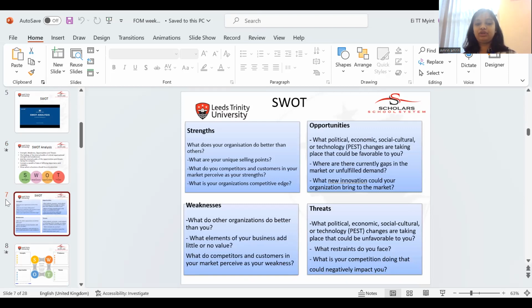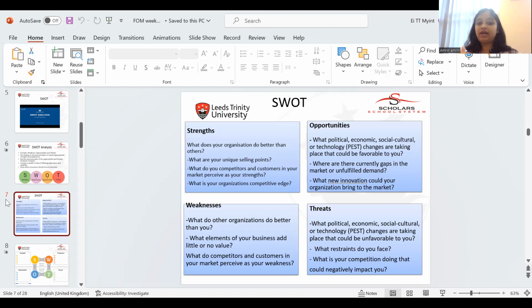And when it comes to the different analyses, these four parts, how can you explain them? First would be strength. What does your organization do better than others? Strength, by its name as well, shows the power. Whatever your business or plan is, what are your strengths to establish your business? What are your strengths that would help you grow your business? That you need to keep in mind.